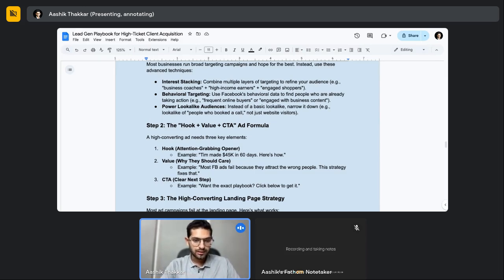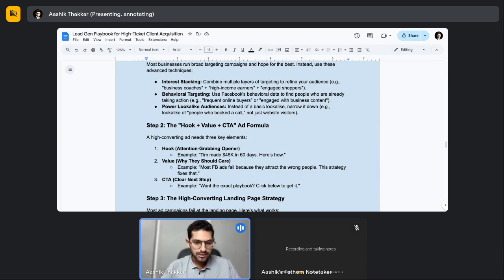CTA, which is call to action. Example: want the exact playbook? Click below to get it. Now, CTA comes in different sizes, formats, languages, tones, tonalities, and psychological triggers. But whatever you use, make sure it's super easy to remember, super understandable, and always use simple language in it. And also, don't complicate it. Please, please, please never ever complicate CTAs.